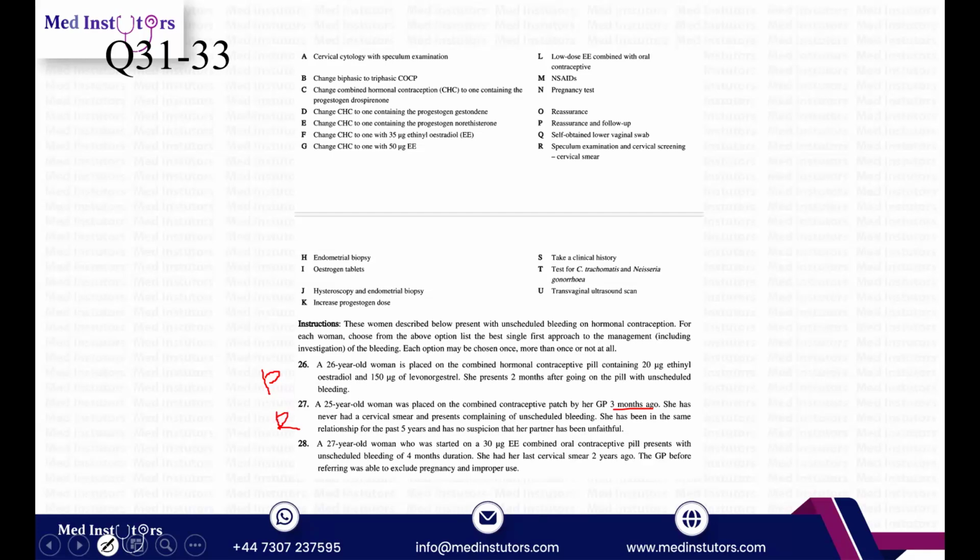Last question, question number 33. A 27-year-old woman started on 30 micrograms of ethinyl estradiol presents with unscheduled bleeding for the past 4 months. She had a cervical smear 2 years ago, which was normal, and the GP who has referred her to you has excluded pregnancy and improper use. Okay, Dr. Ruby Singh changed her ethinyl estradiol to 35 microgram.